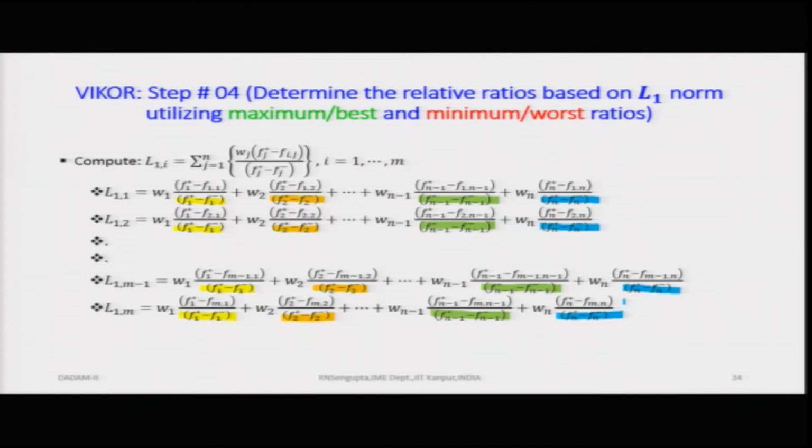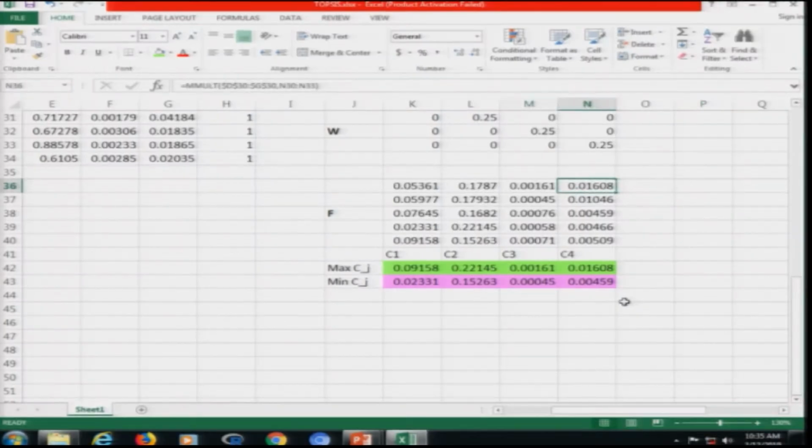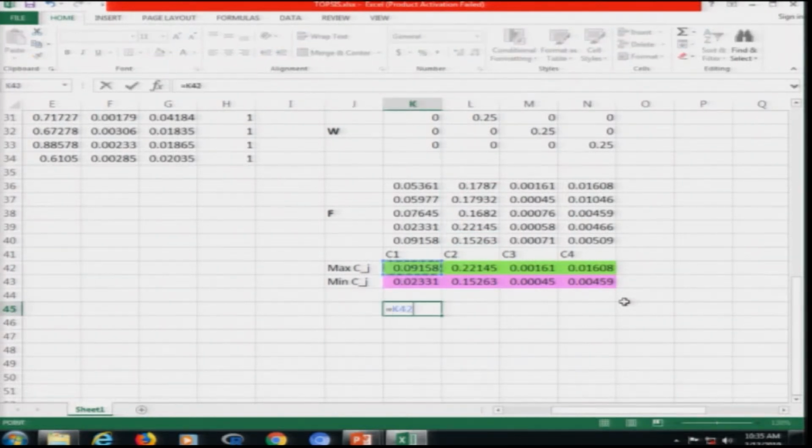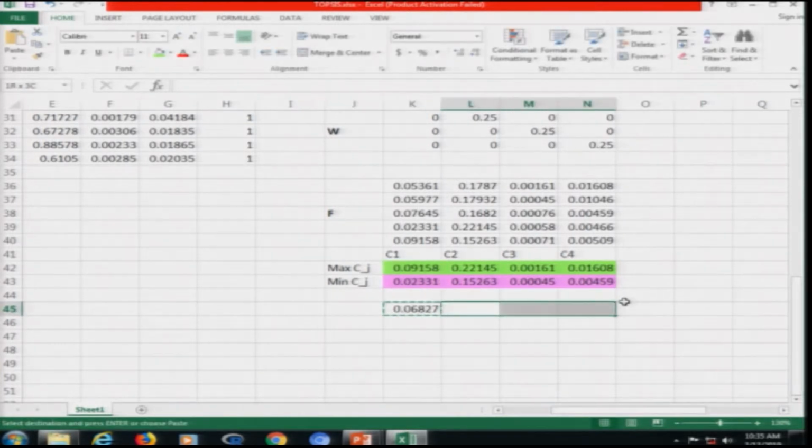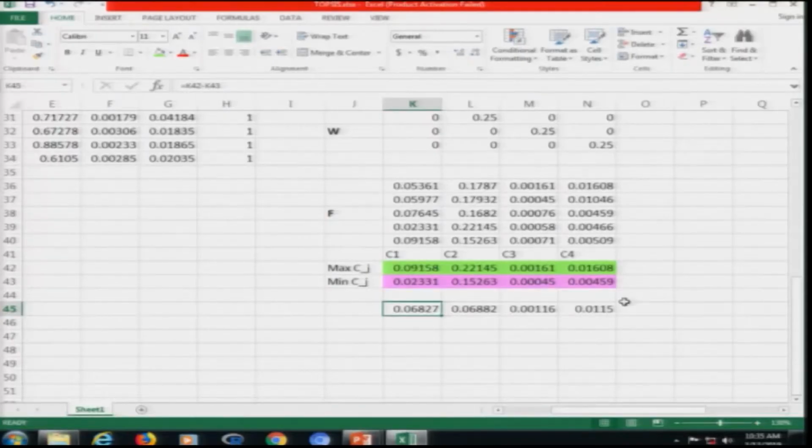So, the ratios always are the same, which are what I have already found out as the difference here. Let me write down the difference. So, these are the differences which I have, and this 0.6827 is the distance which I have along C1 in the vertical axis in the graph. C2 is 0.068. So, 0.06827 for the first one and 0.06882 for the second one are almost the same.